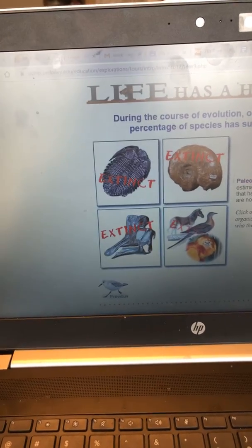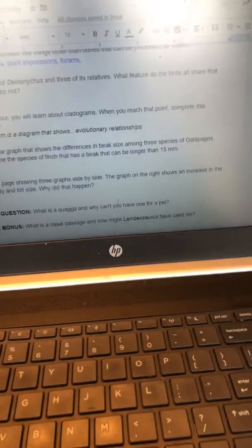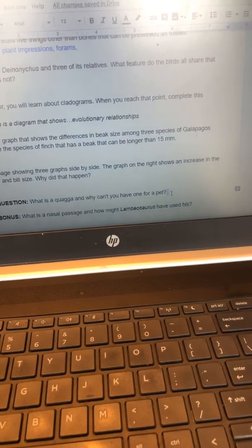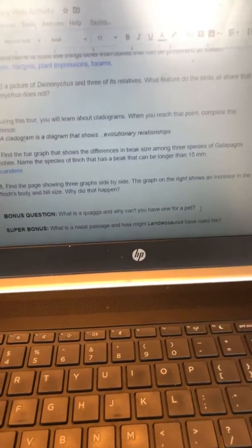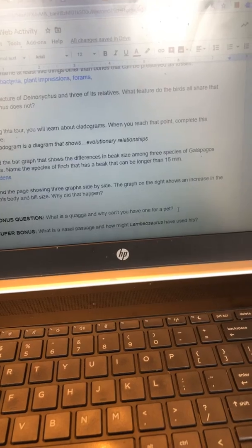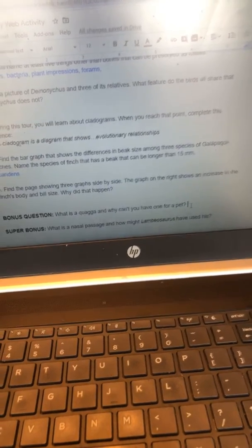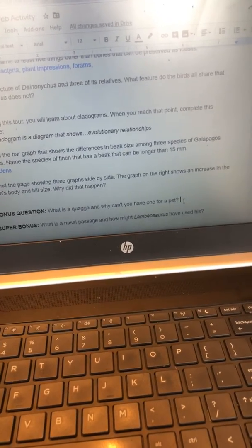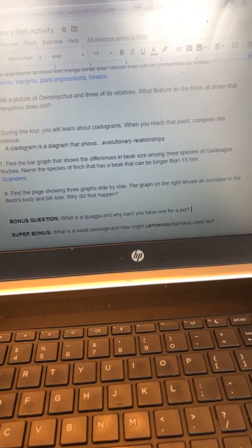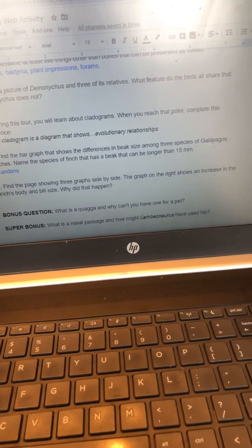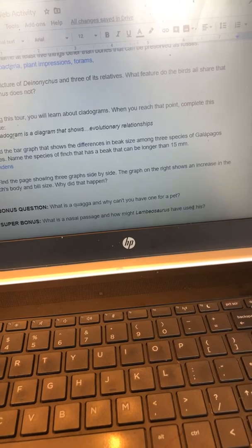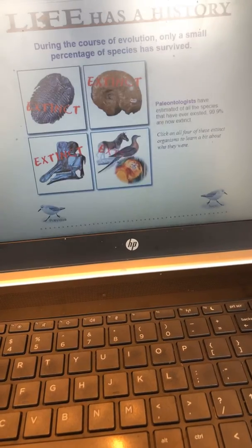Okay, so what is a quagga and why can't we have one as a pet? Well, they're not living anymore, but it's like a zebra, and they're extinct because humans were killing them for their hide, which means they're like fur. Okay, super bonus. What is a nasal passage and how might Lambeosaurus have used them? So that was this guy.